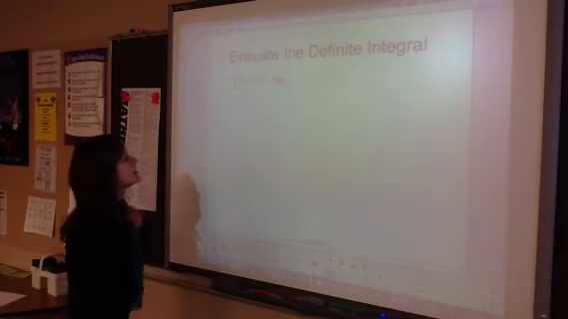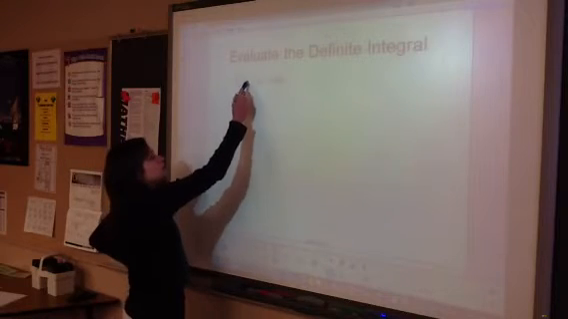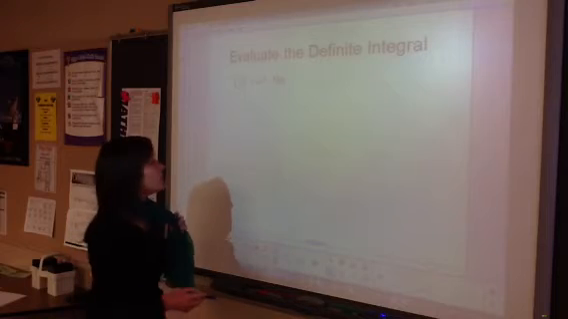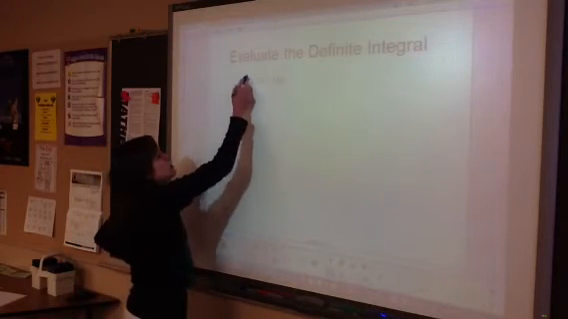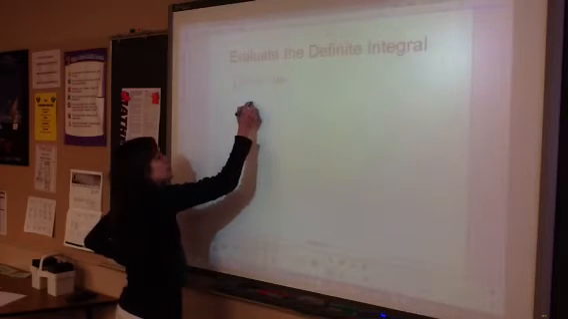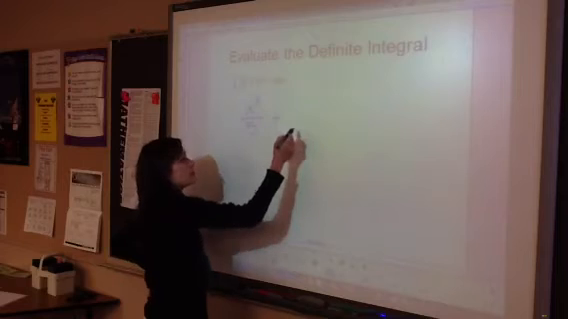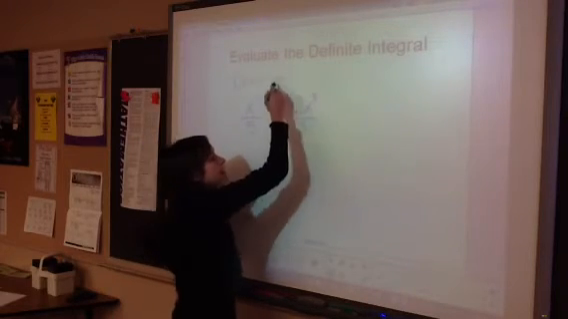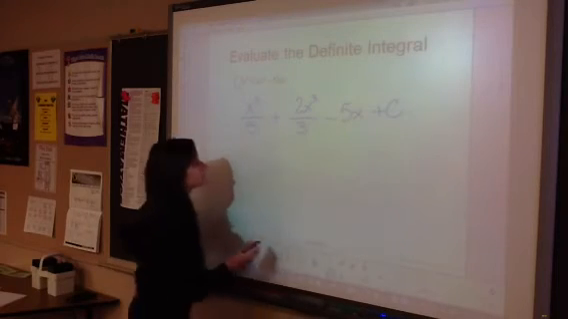Alright, for this one, we are going to do our antiderivative of x to the 4th plus 2x squared minus 5. And we're going from -2 to 2. So we do the antiderivative of x to the 4th, and you get x to the 5th over 5, plus the antiderivative of 2x squared, which is 2x cubed over 3. The antiderivative of -5 is -5x plus c.